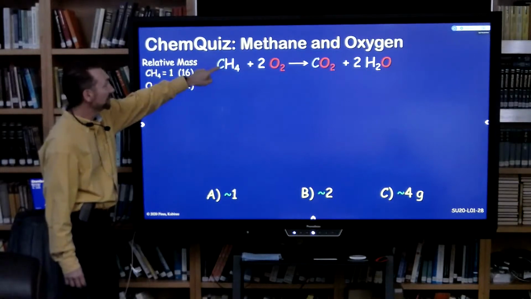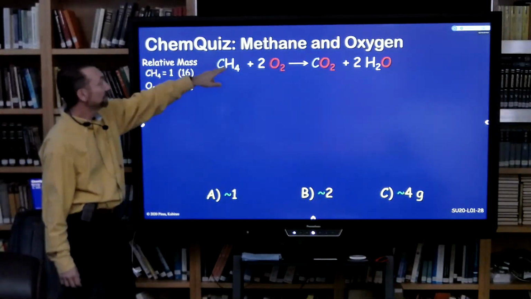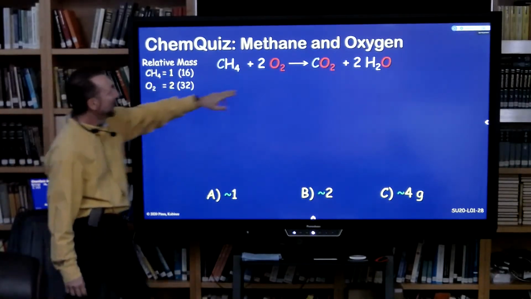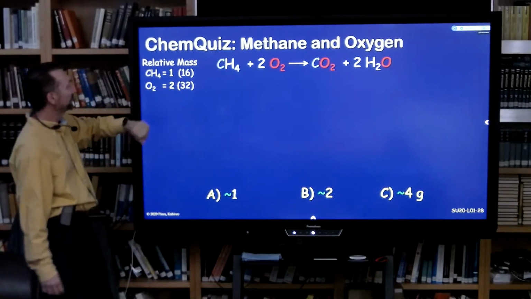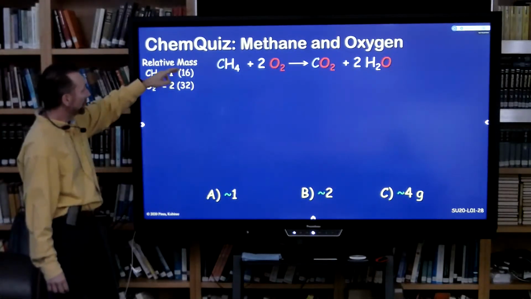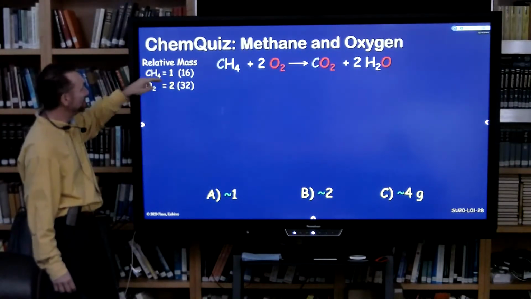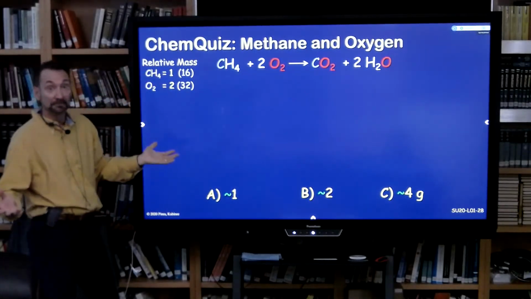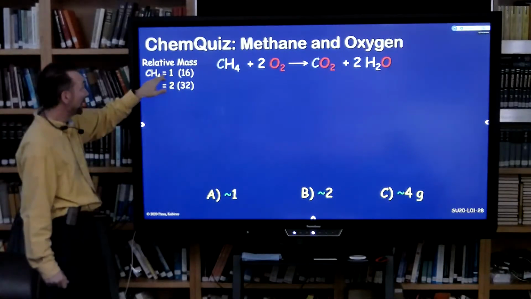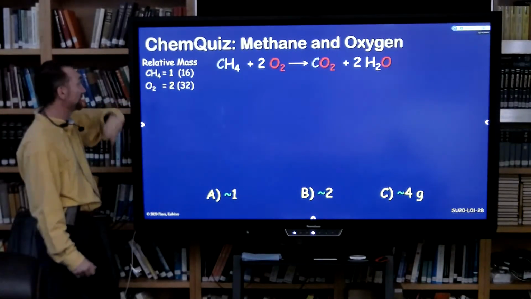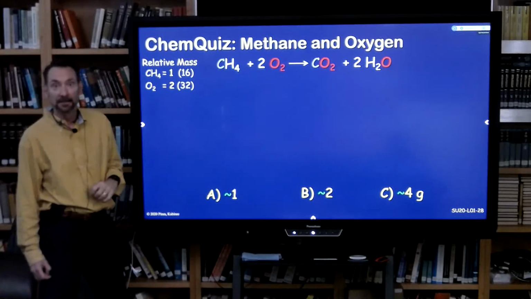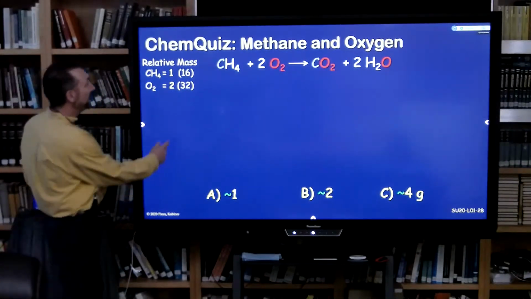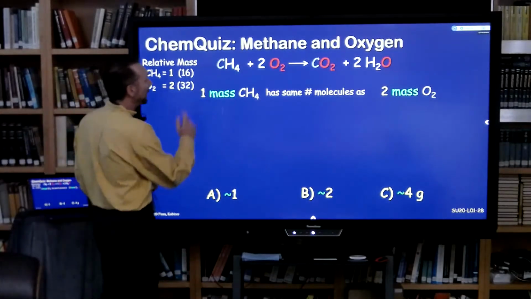Carbon has relative mass 12, and 4 hydrogens each with relative mass 1 would give you methane relative mass 16. Oxygen we've already seen many times, relative mass 32. So their mass ratio is 1 to 2. So you could do 16 to 32, but 1 to 2 still works. So 1 gram of methane has the same number of particles as 2 grams of oxygen molecules. Makes the calculation pretty easy again. You just have to be careful this time.